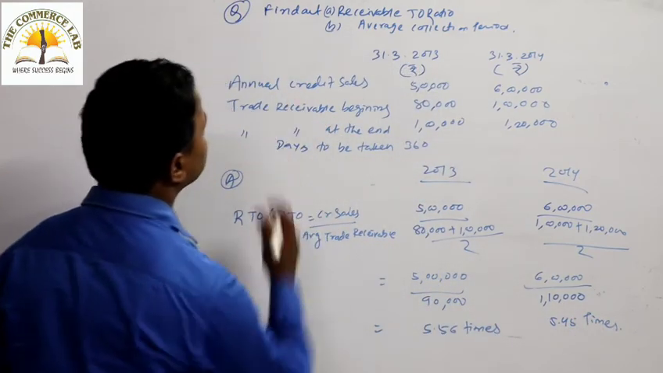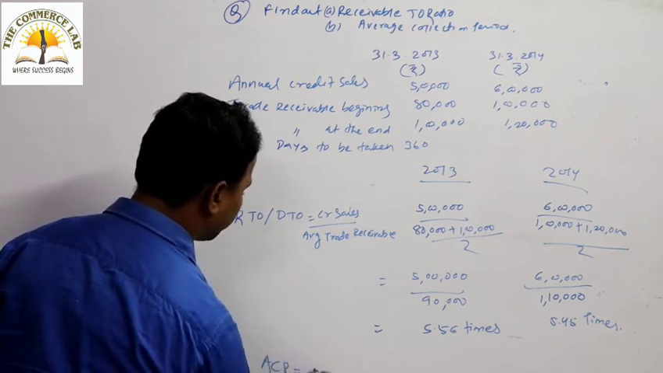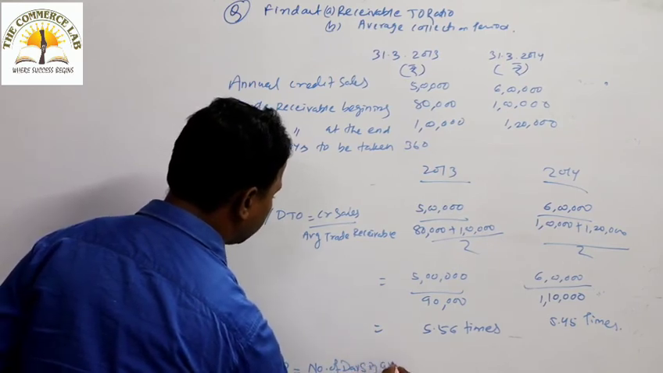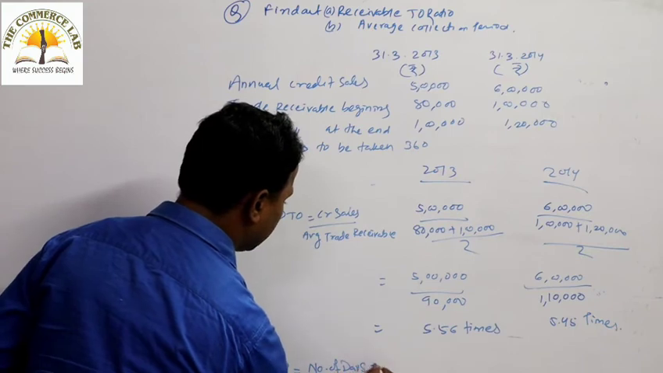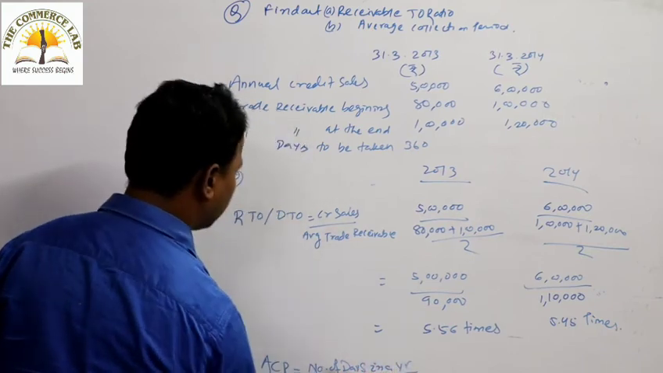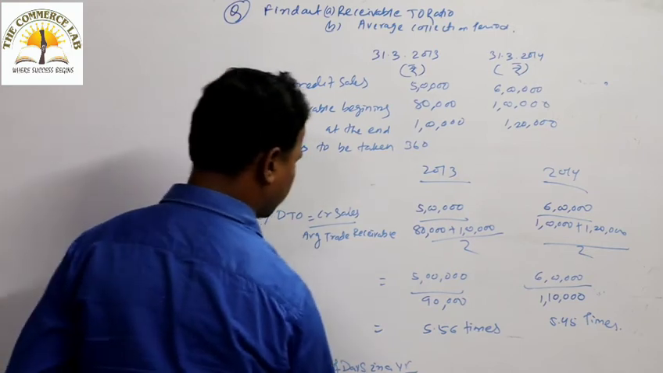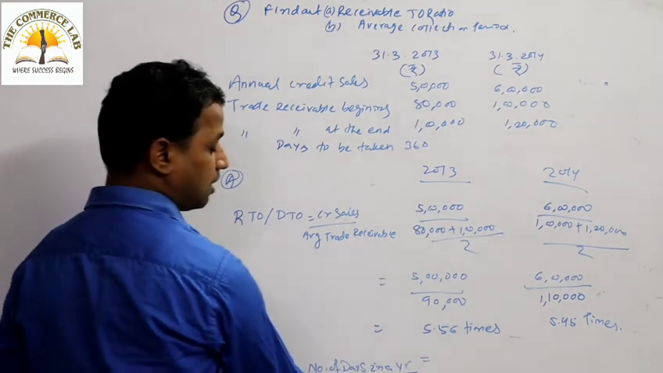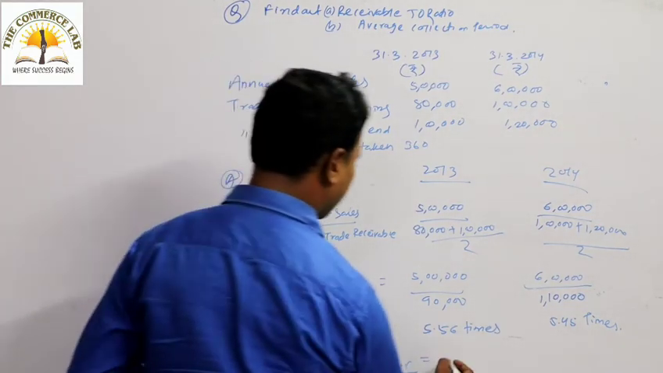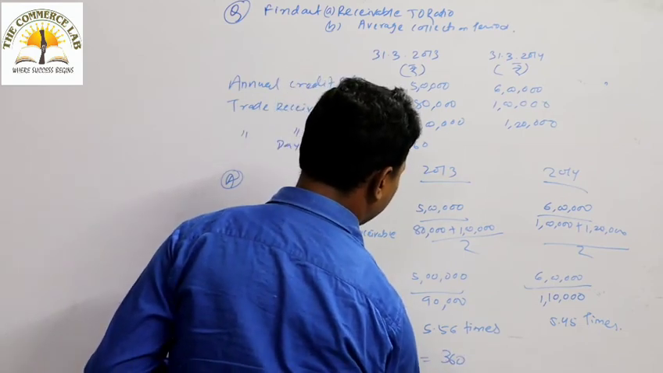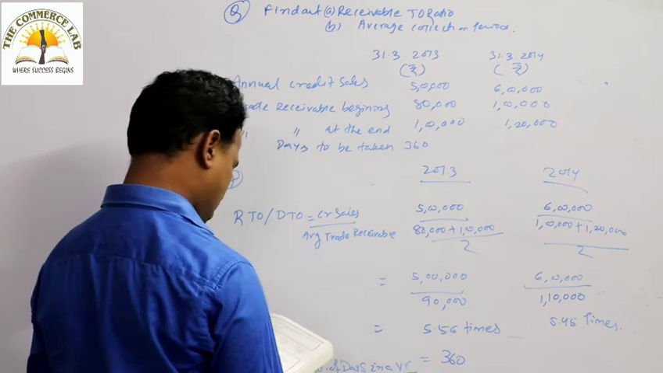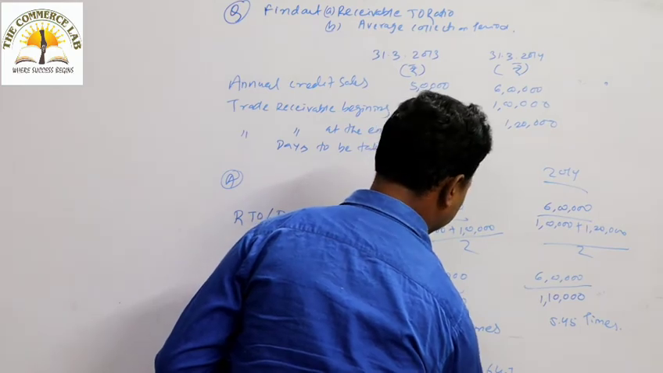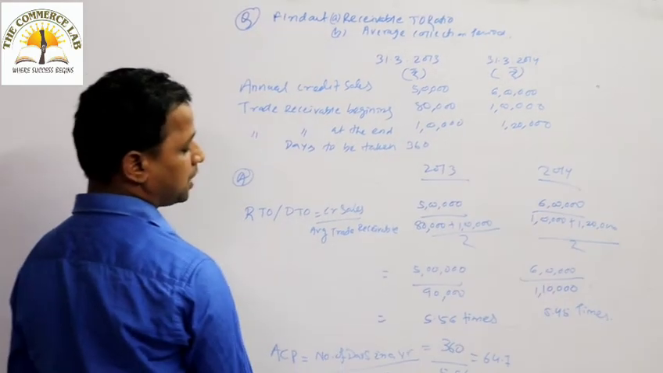Okay, thereafter in the question it is asked ACP, that is average collection period. How to calculate average collection period? Number of days in a year divided by the receivable turnover ratio or debtors turnover ratio. Receivable turnover ratio and debtor turnover ratio, they are all the same. Number of days given in the question is 360 and we got the receivable turnover ratio 5.56. So the answer will be 64.7, that is 65 days. Always we have to mention the average collection period in days.